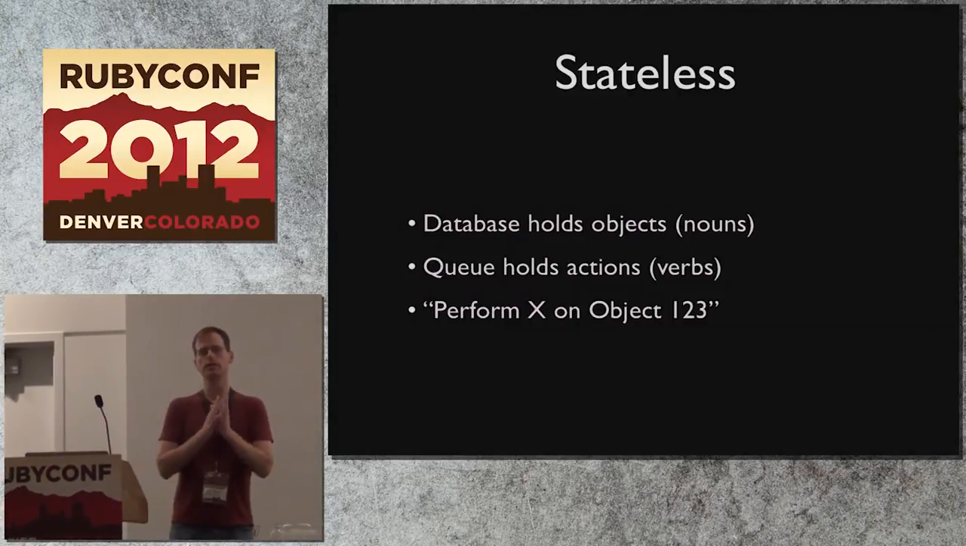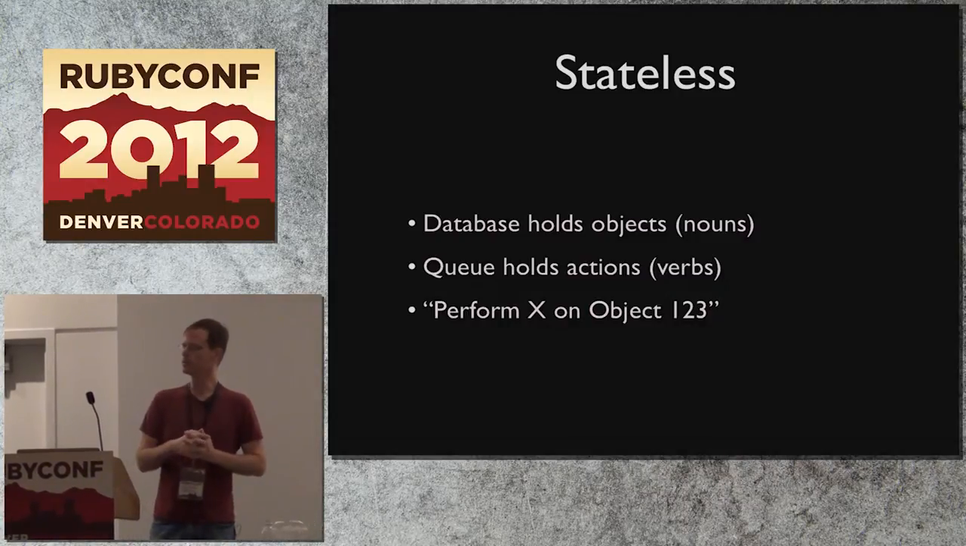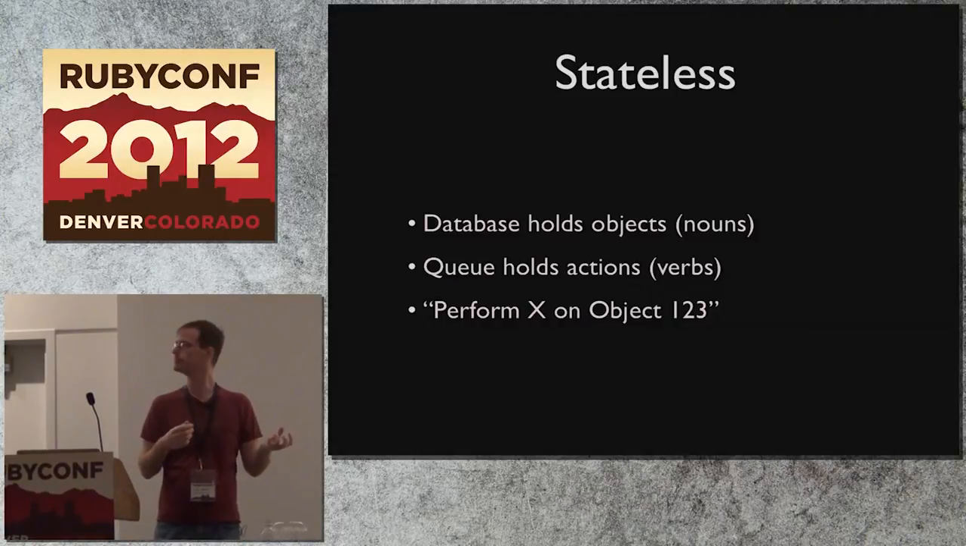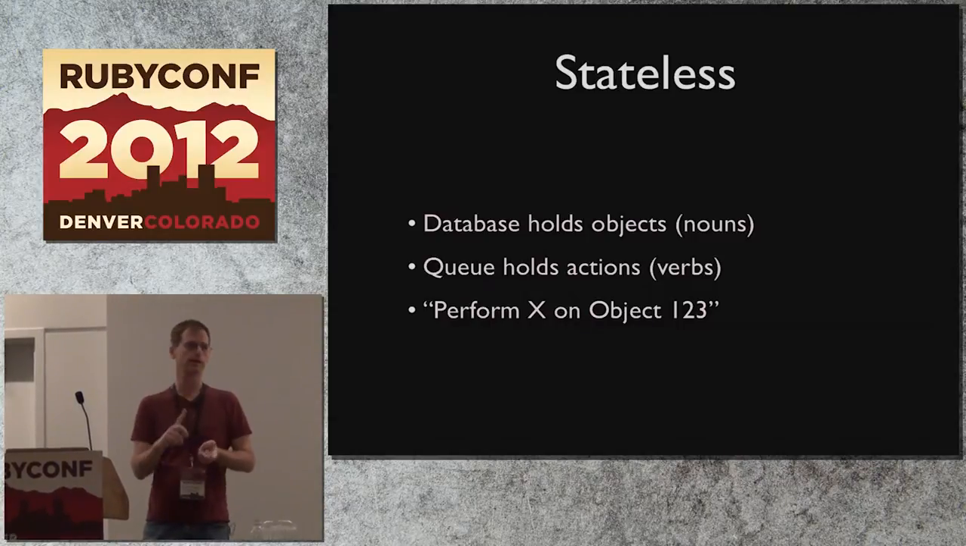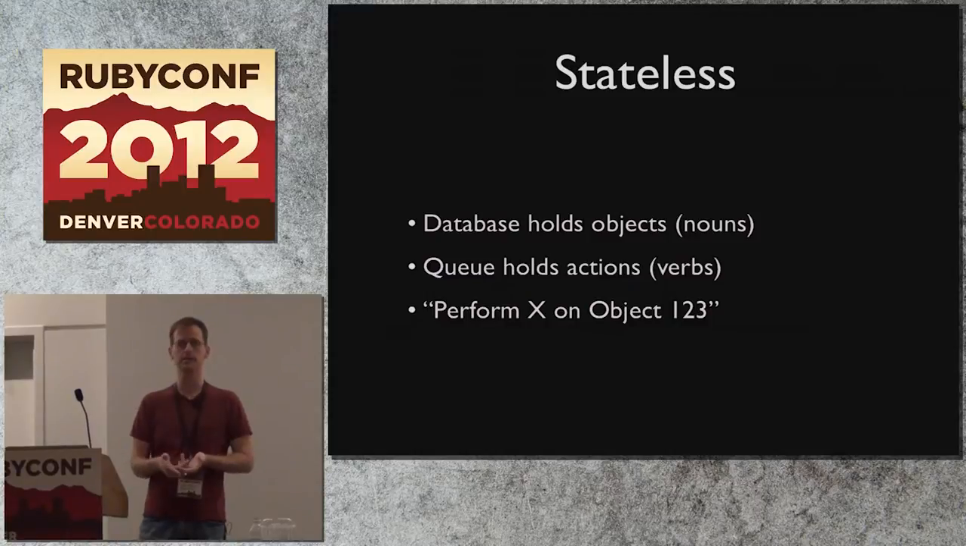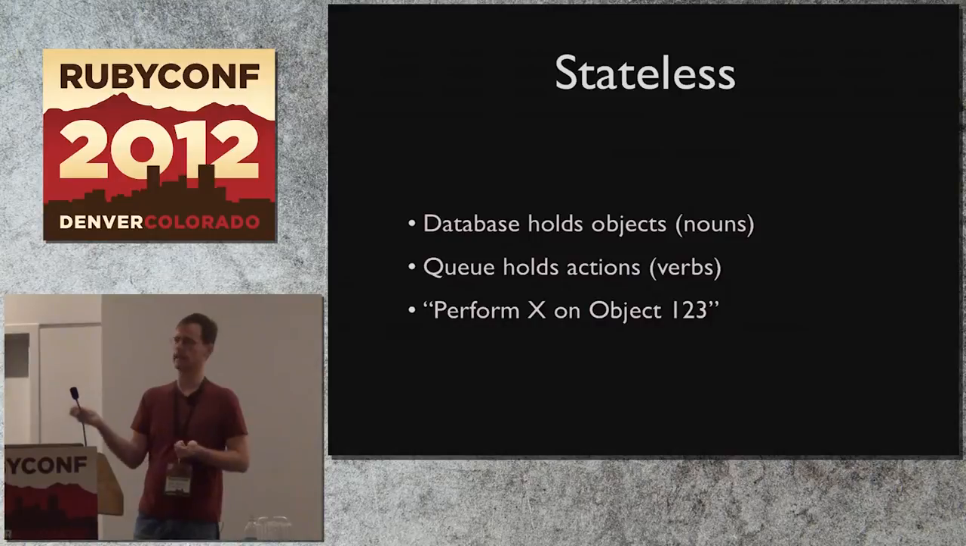Stateless means that the queue is not where your data belongs. Your data belongs in your database. That's why it's called a database. It's a base that holds data. Your queue contains actions that you want to perform on that data. And so your message really should be, perform action X on object Y. That's it. So your messages should contain object identifiers that you then look up using Active Record, so that you can then perform that action on that object.